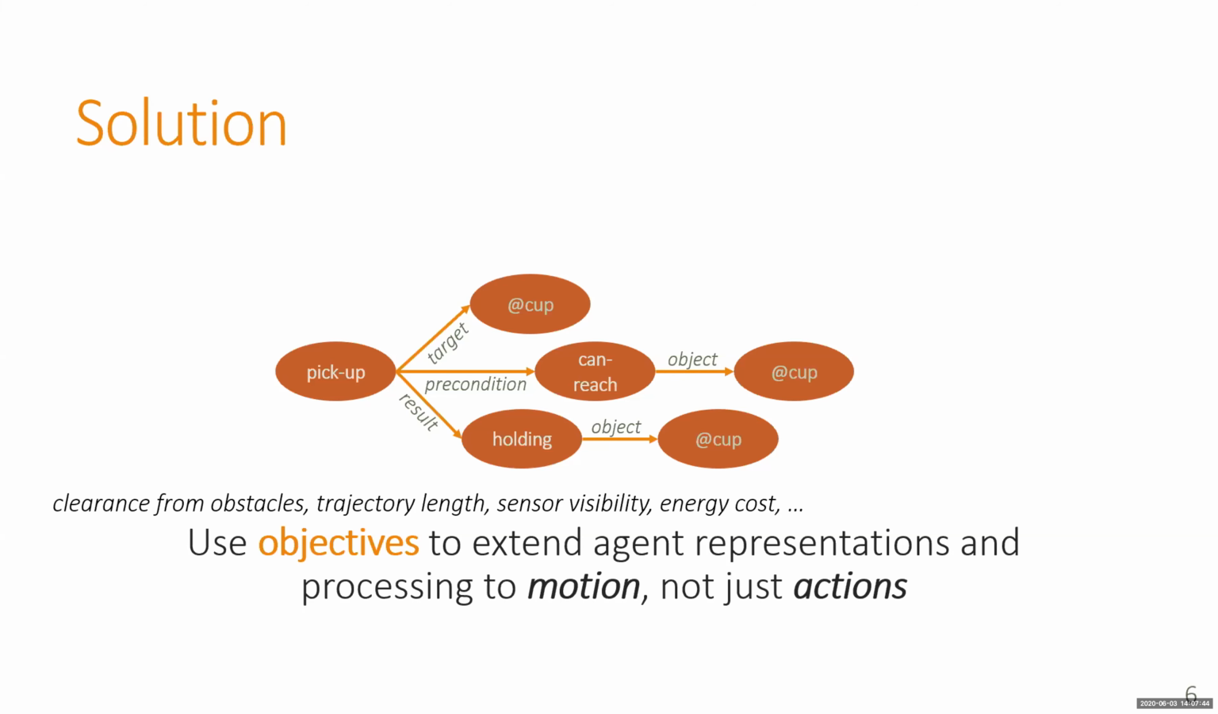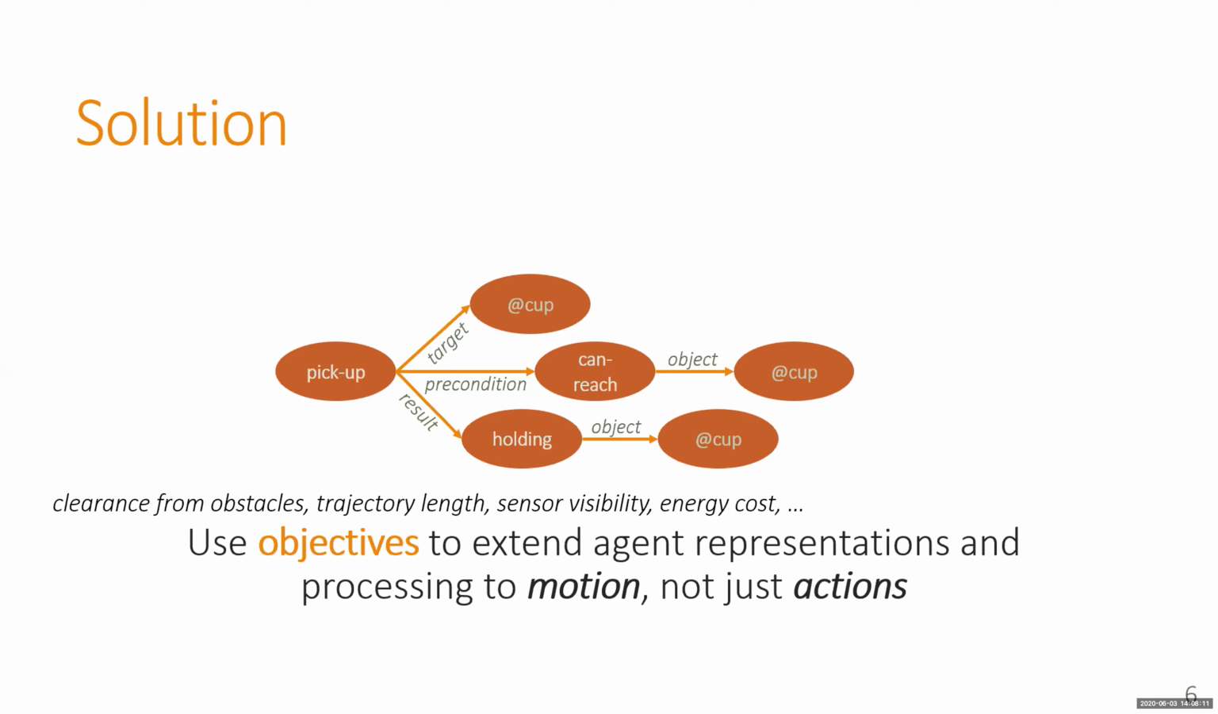The idea of an objective is that it's a trajectory feature that isn't necessarily definitely necessary for completing an action, but it is relevant to other types of performance metrics. Things that may serve as objectives are things like clearance from obstacles, the length of a trajectory, how much it obscures a sensor, and how much energy it will take, and there are a lot of other options there.